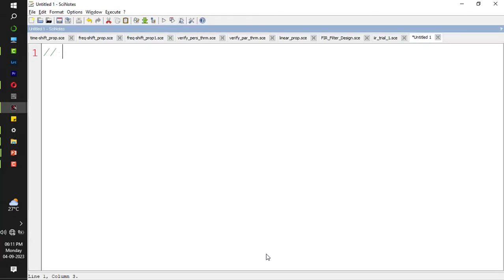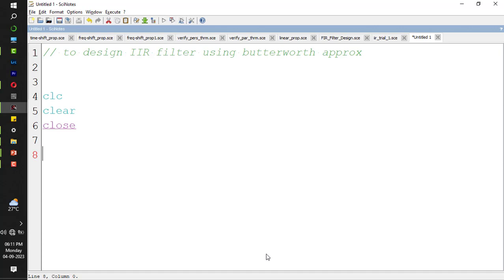So this is to design an IIR filter using Butterworth approximation. CLC, clear, close. Order is equal to, before we give the order, we'll try to see the specification.